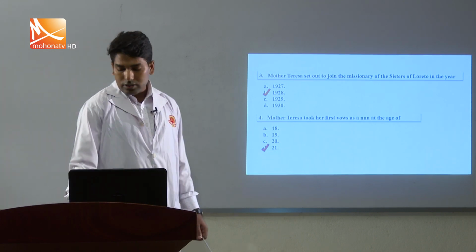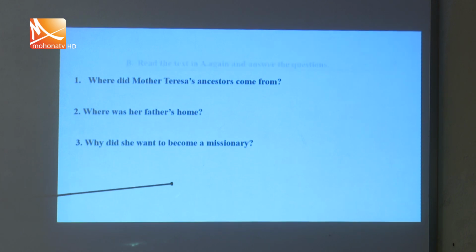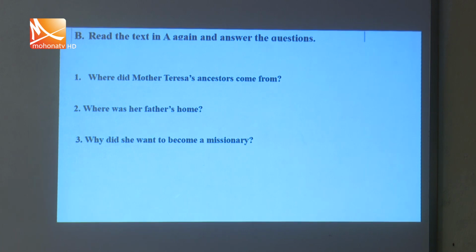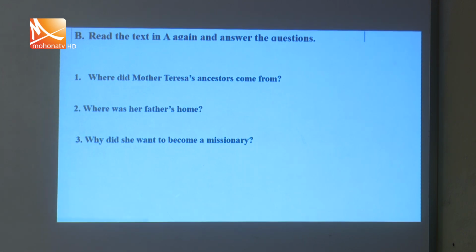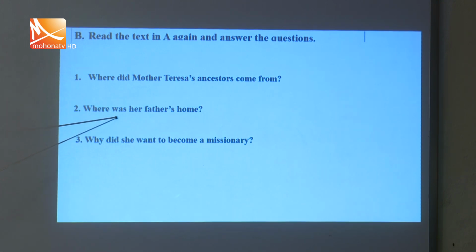Okay, dear students, now we will see some question answer from this lesson, because after reading the text we may get some questions from the lesson. Read the text again and answer the questions according to our EFT book. There are 5 questions in our EFT book, and the questions are as stated in the book. Where did Mother Teresa's ancestors come from? And the second question: where was her father's home?